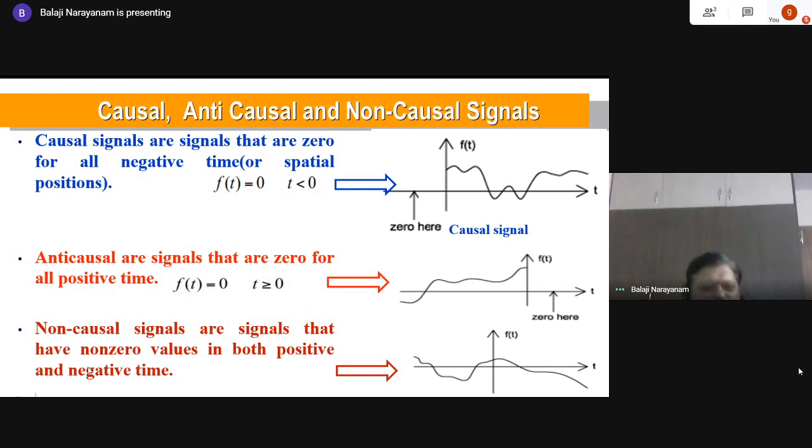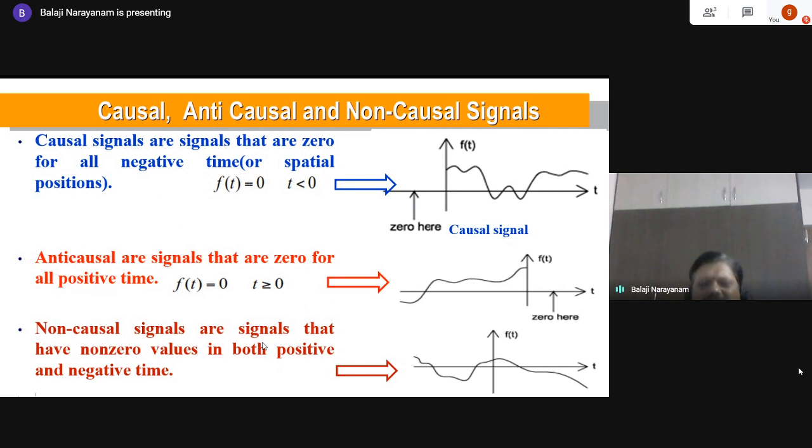Now let us go for a non-causal signal. Non-causal signals are signals that have non-zero values in both positive and negative time. So for every t value there exists a signal value. So both on the left hand side and right hand side of your y-axis you have a non-zero value, that you may say is a non-causal signal.